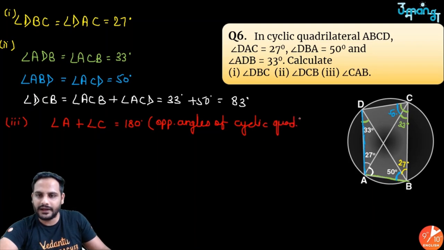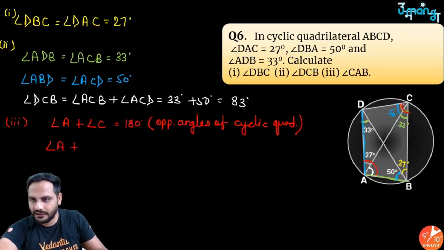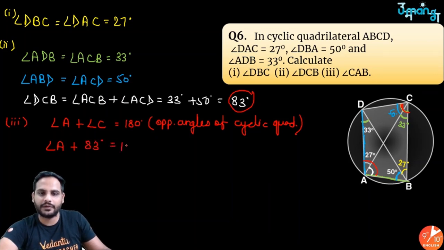Correct? Now angle A, I don't know. This angle A means this complete angle A. I don't know this complete angle A, but I know this complete angle C is equal to 83 degrees. And DCB is 83 degrees, so angle A plus 83 is equal to 180 degrees. So angle A, let me write it somewhere over here. Angle A is equal to 180 minus 83, which will be equal to 97 degrees.